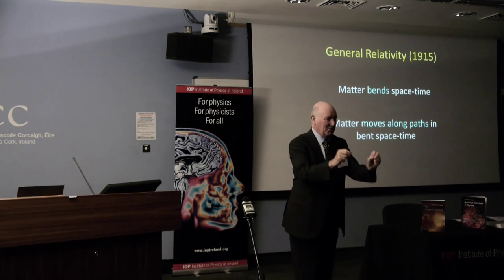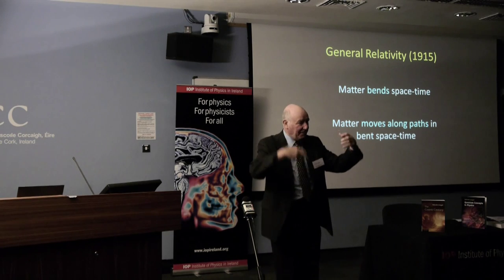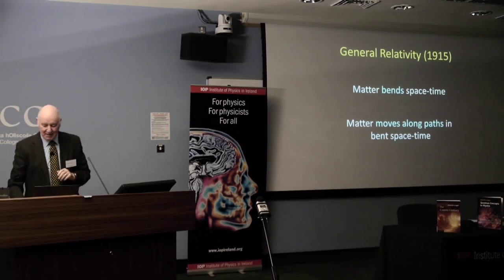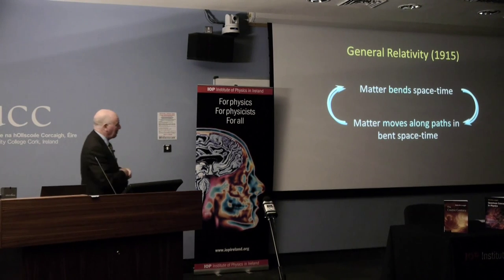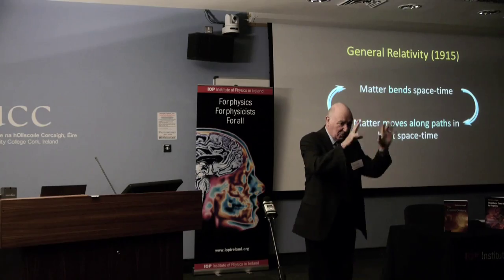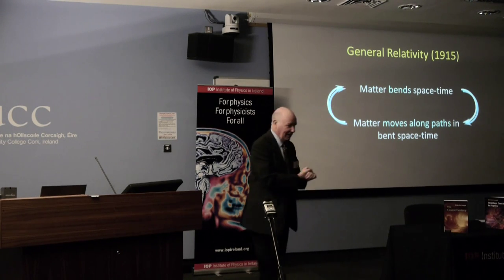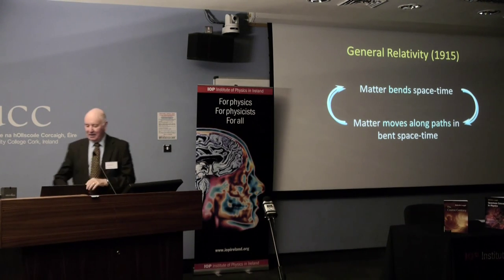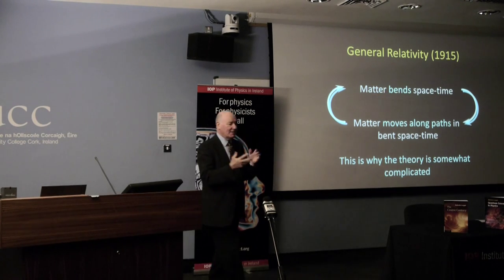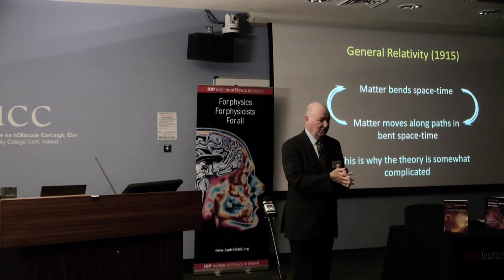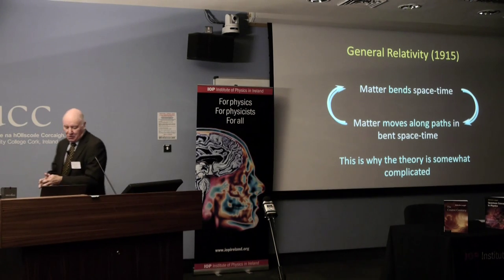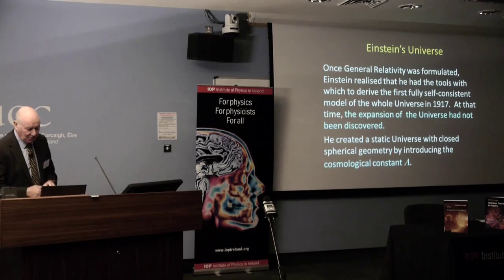All right? So you bend the spacetime, and then the trajectory of the particles are determined by that bent spacetime. And so what you have to do is to get a theory which produces a self-consistent story of making these two features of the theory hang together. And that's why it's a wee bit complicated to put all of this together. But that was Einstein's really fantastic achievement in 1915. So that's the theory that he used.